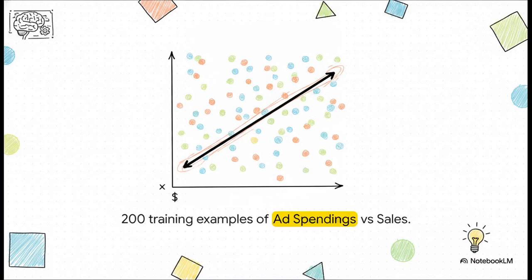We have 200 training examples representing 200 different companies. The x-axis is the radio ad spending in millions of dollars, and the y-axis is the sales in units. Our goal with gradient descent is to find the optimal straight line that cuts right through the middle of these points, minimizing the mean squared error. Basically, we're trying to find the perfect slope and the perfect intercept.